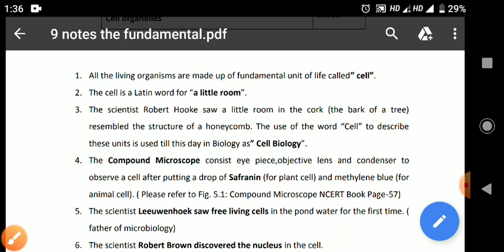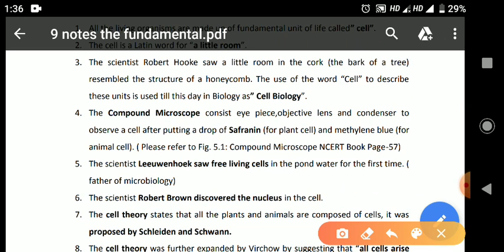After that, the scientist Leeuwenhoek saw fresh living cells in pond water for the first time, in 1674. He saw free living cells in the pond water, such as amoeba, paramecium, and chlamydomonas. So Leeuwenhoek is also known as the father of microbiology.